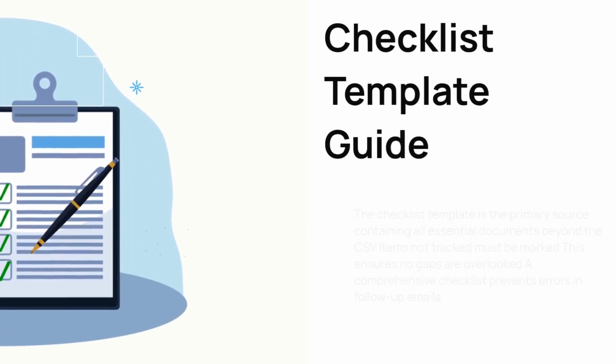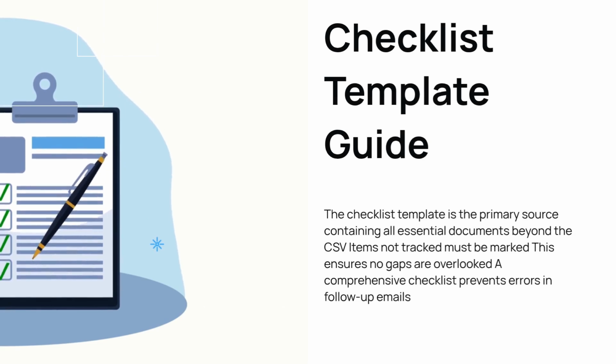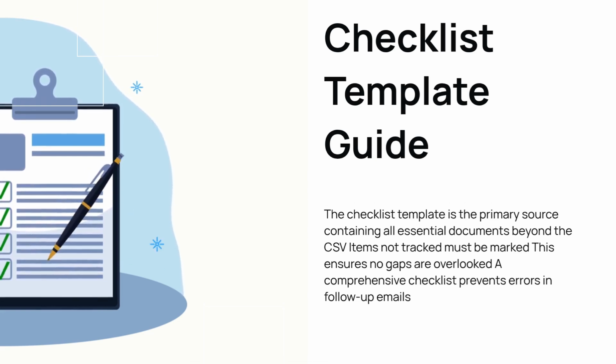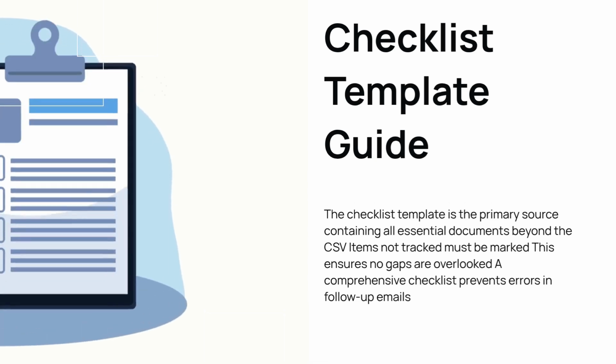The checklist template is the authoritative source. It includes all necessary documents beyond the CSV. Items not tracked should be marked accordingly. This ensures no gaps are missed. A complete checklist prevents errors in follow-up emails.